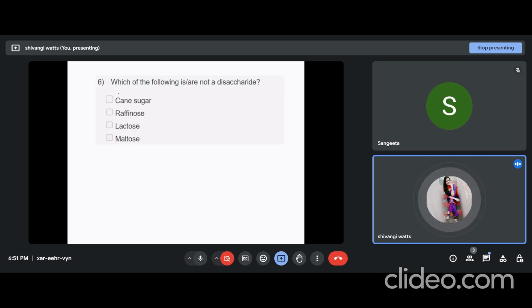So moving to the last question. This is the sixth question and this is the last question. The last question is which of the following is not a disaccharide? The options are cane sugar, lactose, maltose and raffinose. Cane sugar is a disaccharide. Lactose, I told you before, this was lactose.